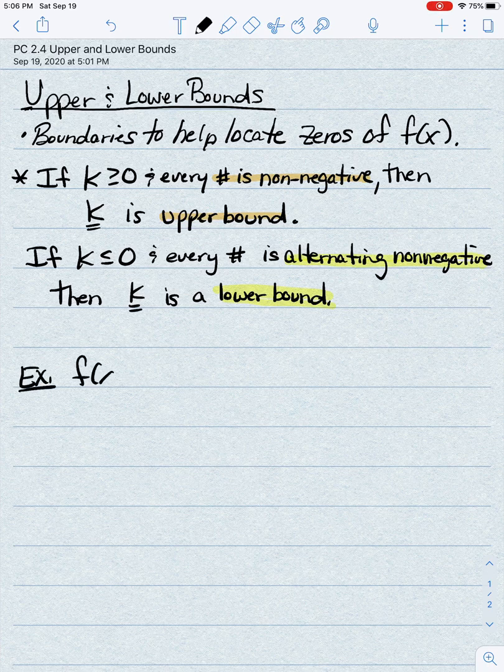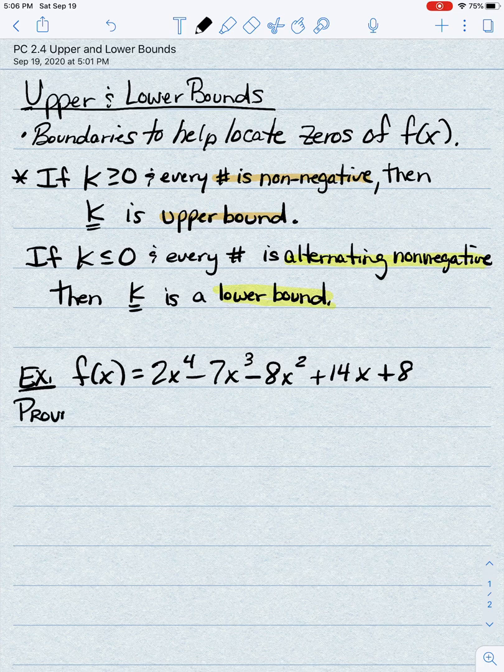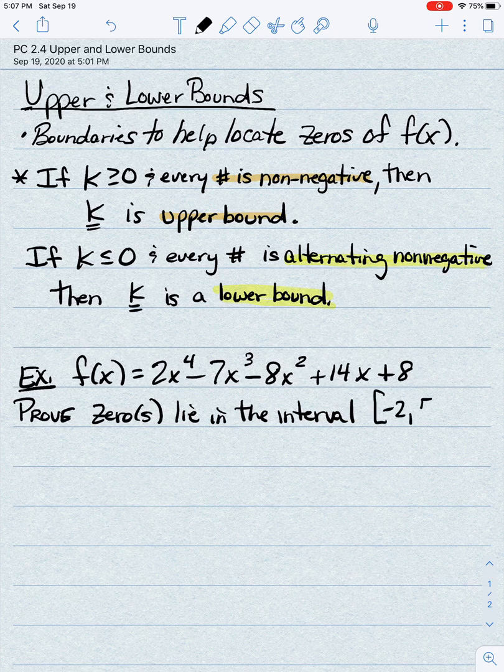So let's start with our favorite function, f of x, and let's say it is this time 2x to the fourth minus 7x to the third minus 8x squared plus 14x plus 8. Okay, so a nice healthy polynomial. And the directions say prove that the zeros lie in the interval from -2 to 5.